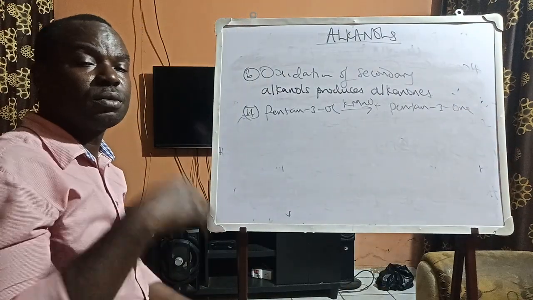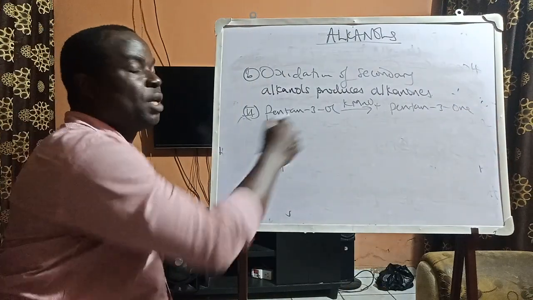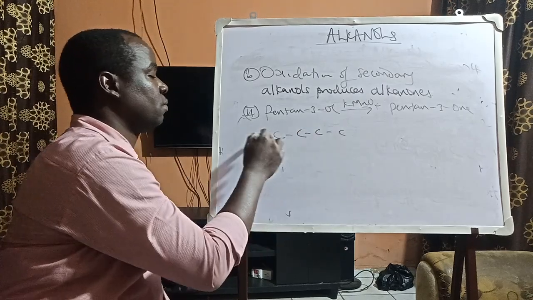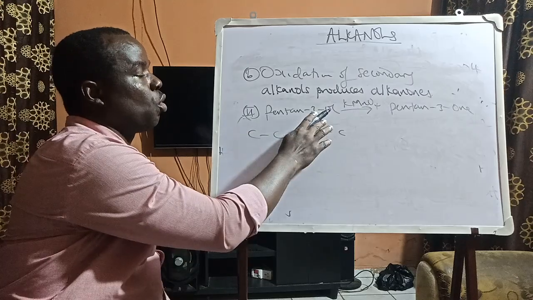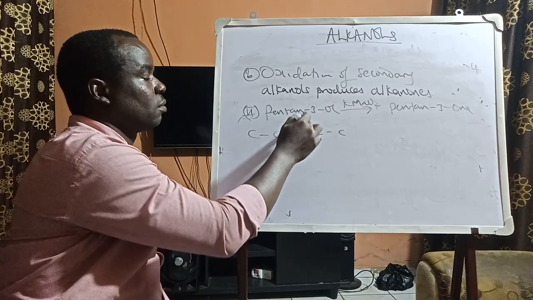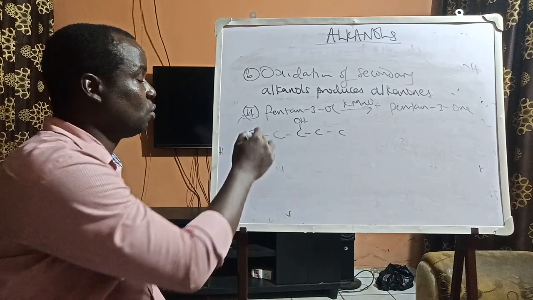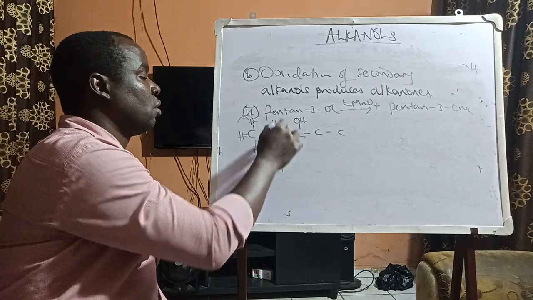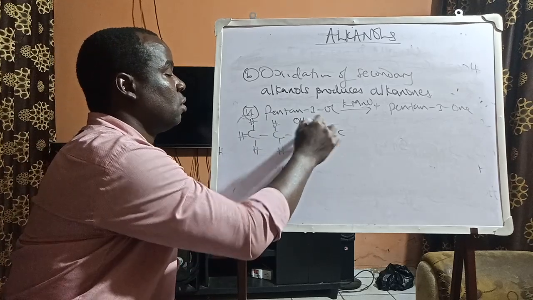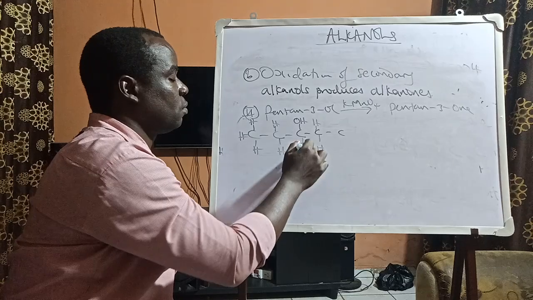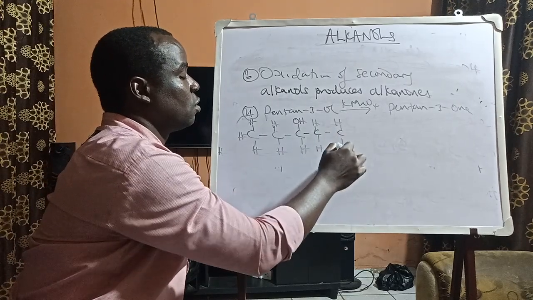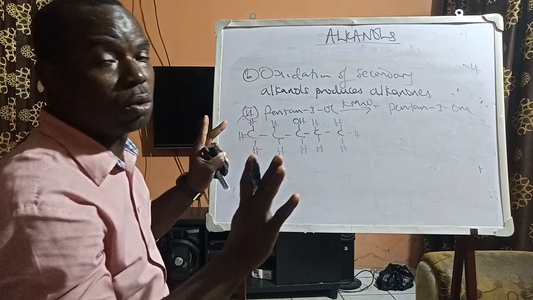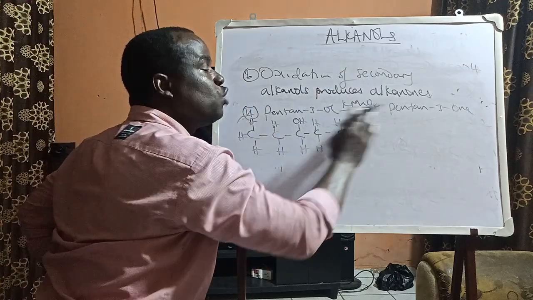Are we good? Now let's draw pentan-3-ol. C, C, C, C, C. So 1, 2, 3. I put the ol at number 3. I've taught you this one. Okay? So now H, H, H, H, H, H, H, H, H, H. This is one I've taught you already, pentan-3-ol. Now it will change to pentan-3-one.